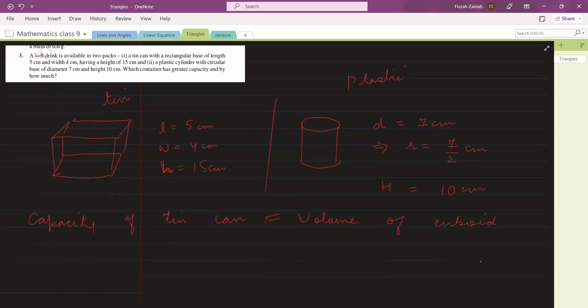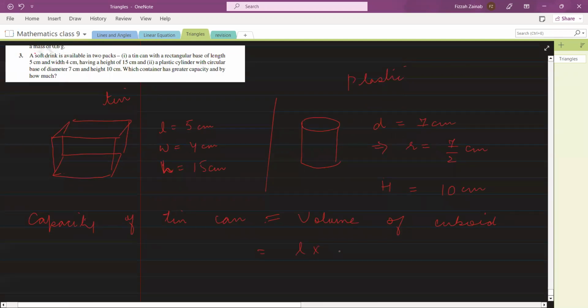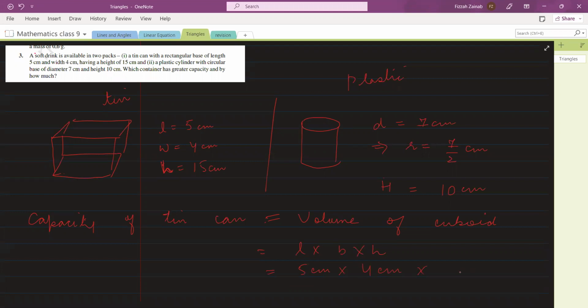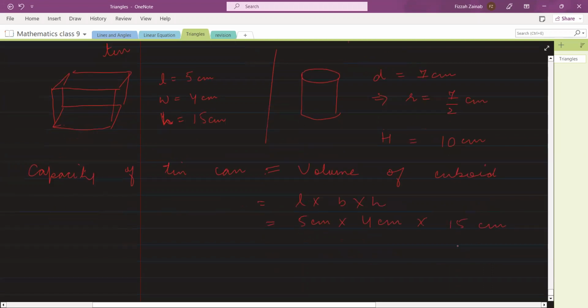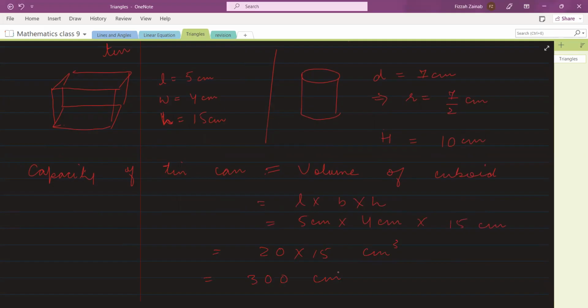Which is length into breadth into height. So length is 5 centimeter, breadth is 4 centimeter, height is 15 centimeter. Now this you can easily multiply. So 5 into 4 is 20 centimeter cube, and then 15 into 2 is 30, right? So it becomes 300 centimeter cube. So this is the capacity of tin can.